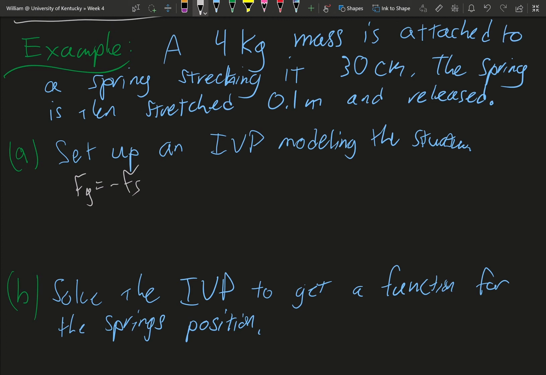Our mass is 4 kilograms, so we have 9.8 times 4 is equal to negative k times our displacement. 30 centimeters converted to meters is 0.3. So k is equal to 4 times 9.8 divided by 0.3.